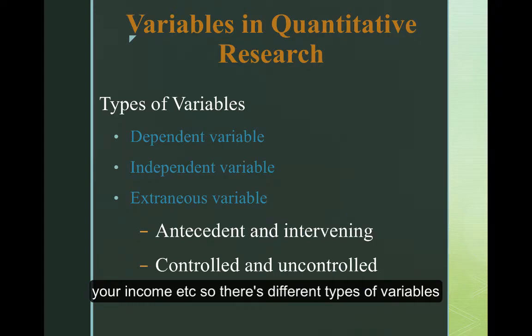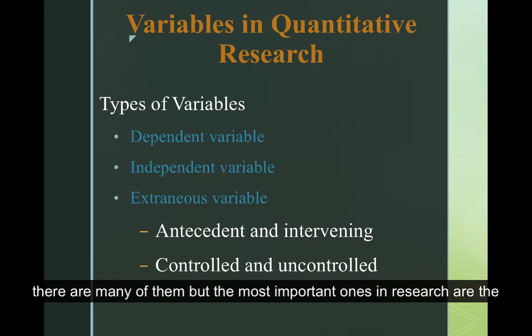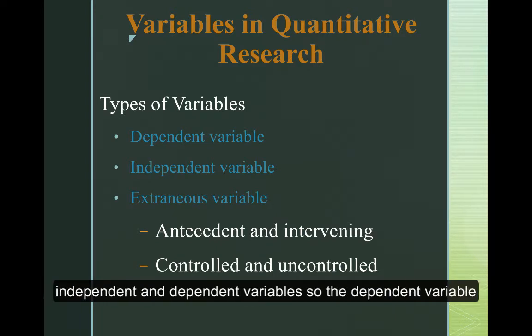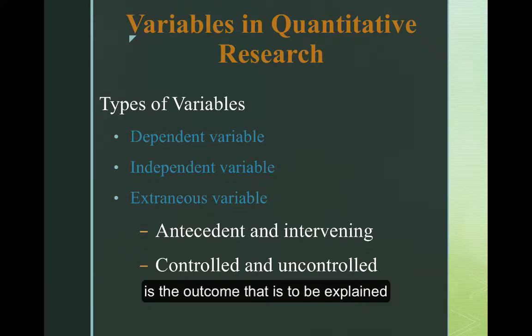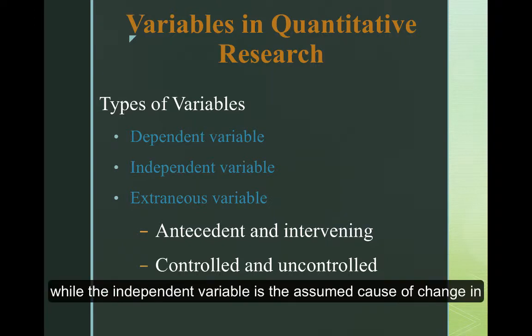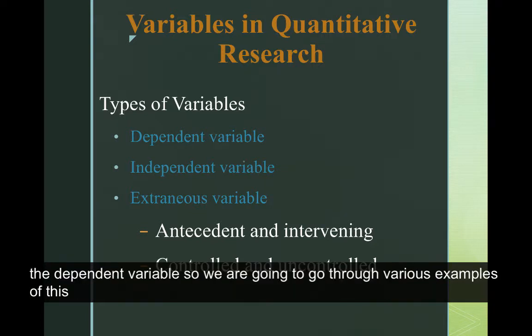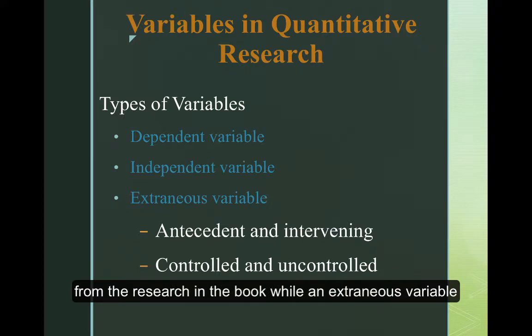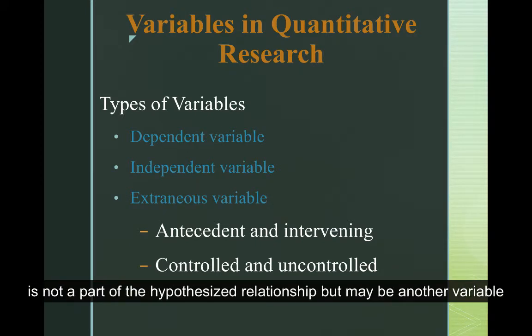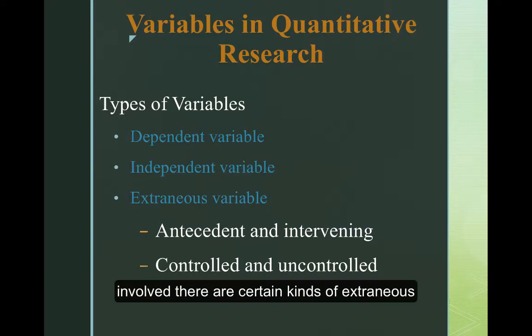So there are different types of variables. There are many of them, but the most important ones in research are the independent and dependent variables. The dependent variable is the outcome that is to be explained, while the independent variable is the presumed cause of change in the dependent variable. So we're going to go through various examples of this from the research in the book. While an extraneous variable is not a part of the hypothesized relationship, but may be another variable involved.